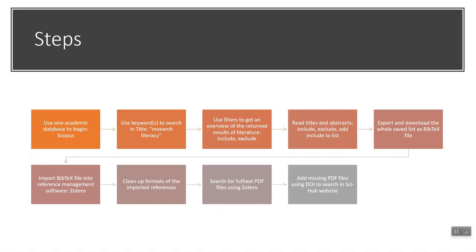So I usually just add those included literature to a list, then later on the list page, I can export all of them to one file in the local disk. When I save that list as a local file, I usually save the records as a BibTeX file, and then I import the BibTeX file into my reference management software, which is Zotero.